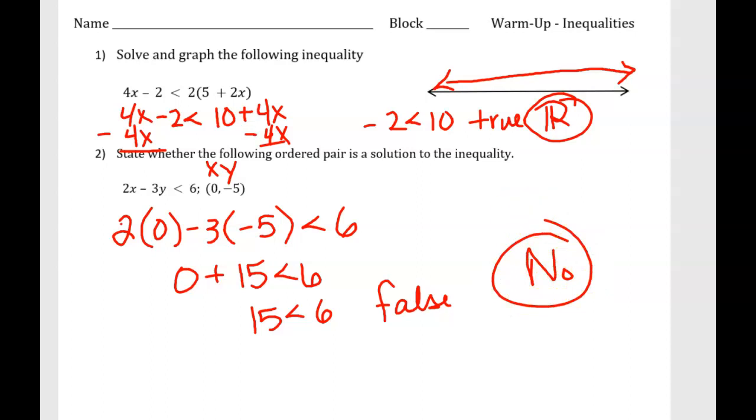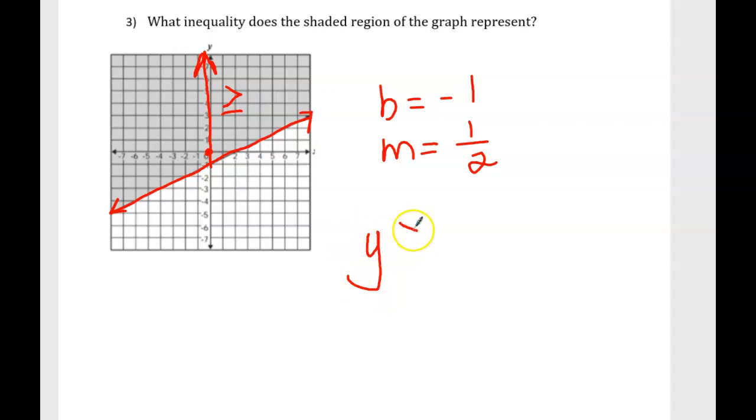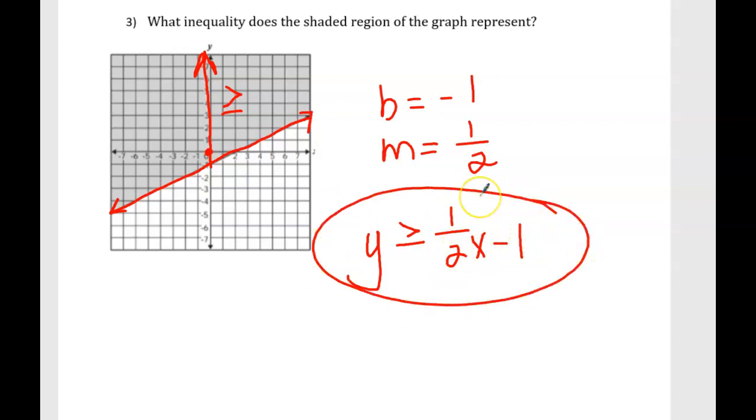The next one in the warm-up, we want to know what inequality the shaded region of the graph represents. Looking at this, our y-intercept is at -1 and our slope is positive 1/2. The point 0, 0 is in the shaded region, or you can think of this as shaded above the y-intercept, so we know it's going to be greater than. Because it's a solid line here and not dashed, I know it's going to be greater than or equal to. Putting it into slope-intercept form, y is greater than or equal to 1/2 x minus 1. There's my inequality.